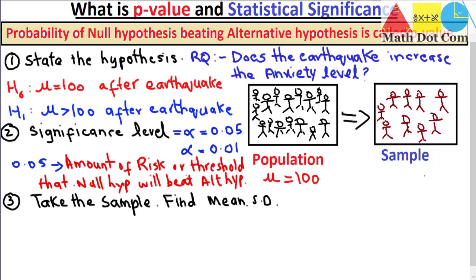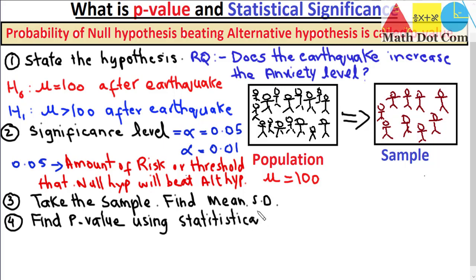Now the next step is, once you get the mean and standard deviation from the sample data, to use those values or measures to find the p-value using different statistical tests. So the fourth step is to find the p-value using statistical tests. It means that the data you have gathered in the form of a sample, after calculating the mean and standard deviation, that is the measures of variability, you have to find the p-value using a statistical test.